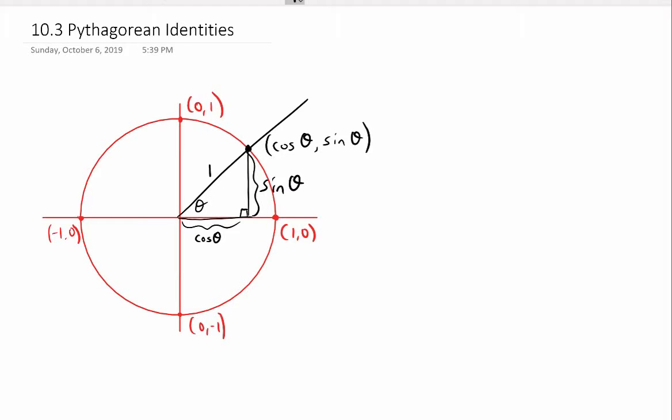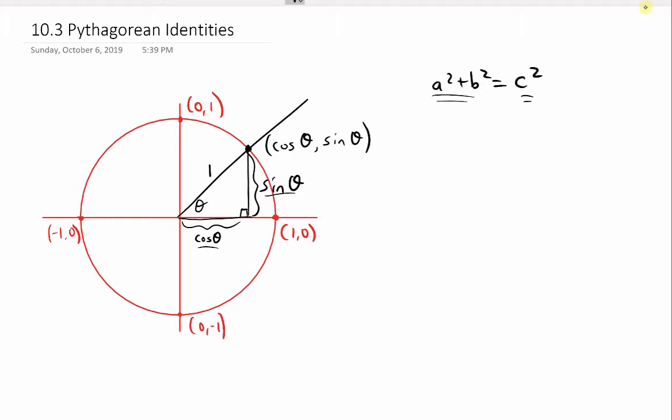And we've looked at this triangle a bunch already, but we just want to make a statement here. Based on the Pythagorean theorem, we know the Pythagorean theorem says that a squared plus b squared equals c squared. That's true for any right triangle, where the sum of the squares of the legs is equal to the square of the hypotenuse. So here we know that the lengths of the legs are cosine and sine.